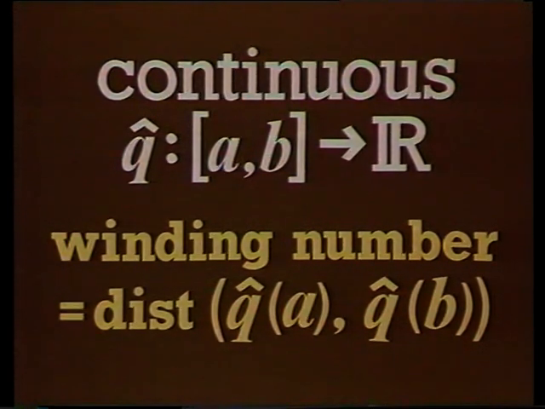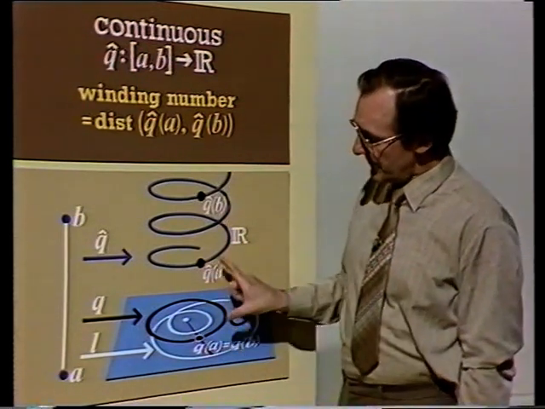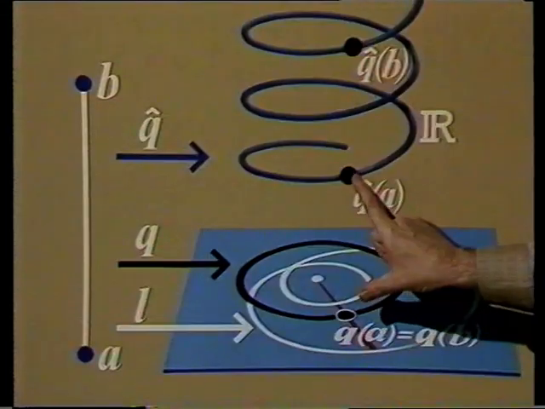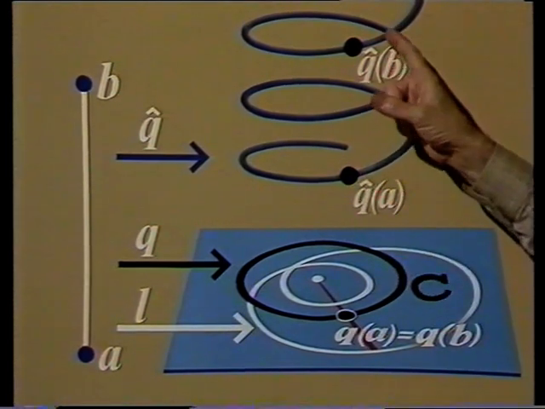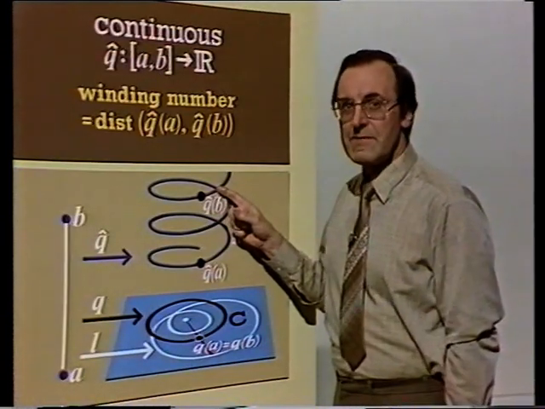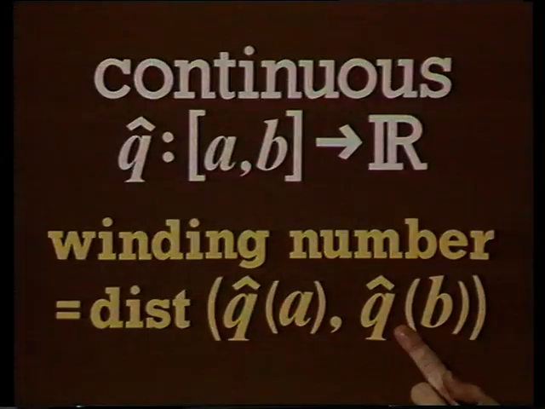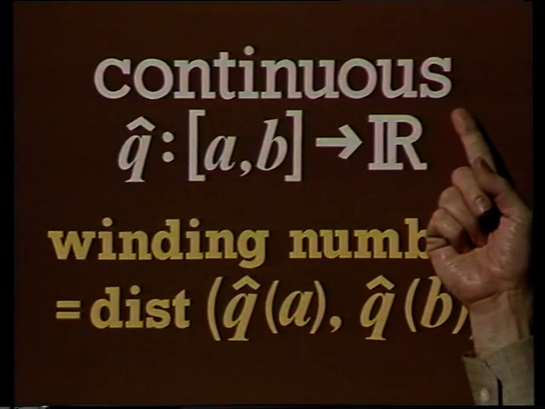Mind you, if q hat is not continuous, this definition might give the wrong answer. For example, say you had a q hat which started off above q, going continuously round the spiral, but then it jumped suddenly, missing out 2 full turns. It would still be keeping vertically above q, but this formula would overestimate the winding number by 2. That's why we insist on a continuous q hat.